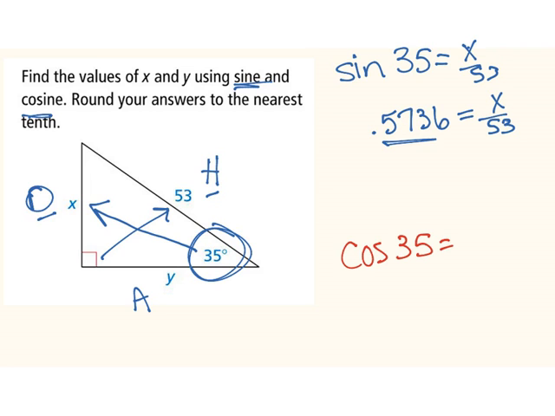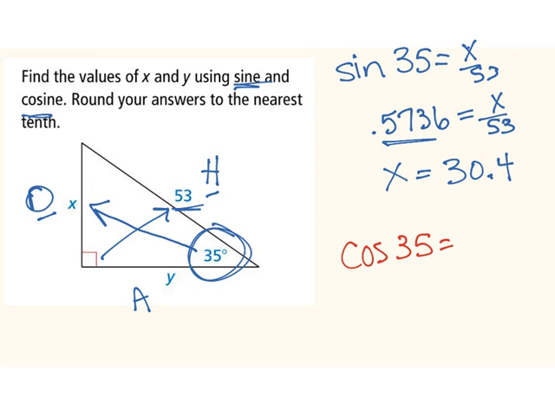So we multiply that, and then we get 30.4 rounding, okay? And I wrote that backwards, sorry. And that makes sense because it's got to be less than 53. And it's positive and all that good stuff. So that makes sense. So now let's do the cosine.